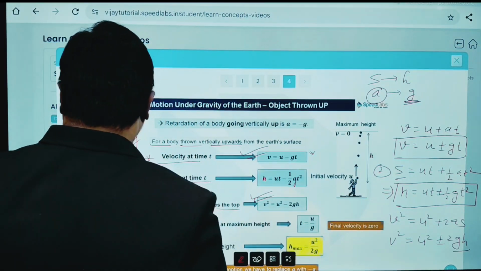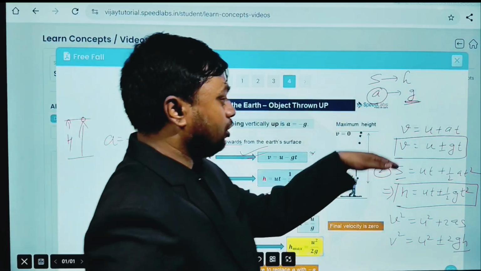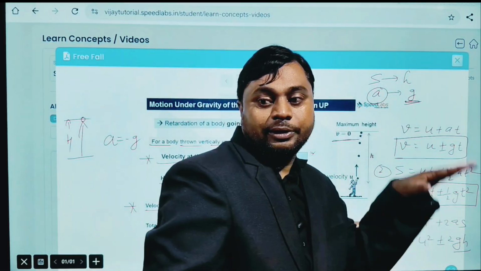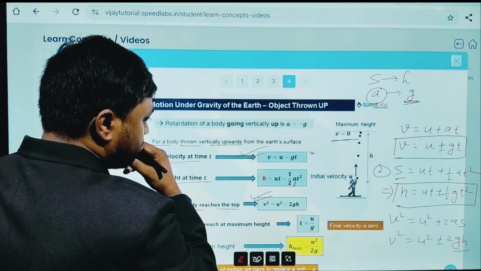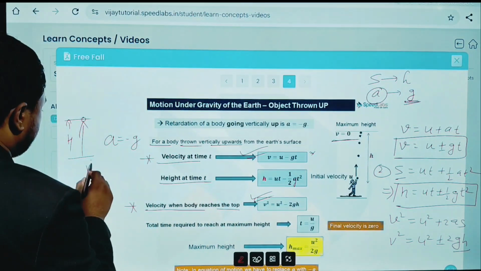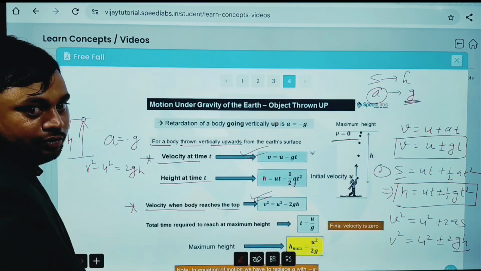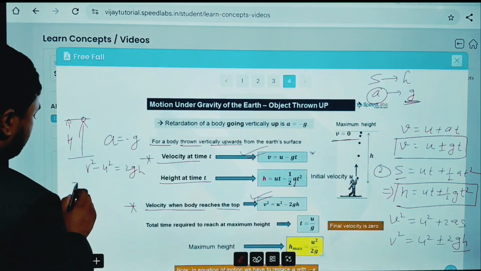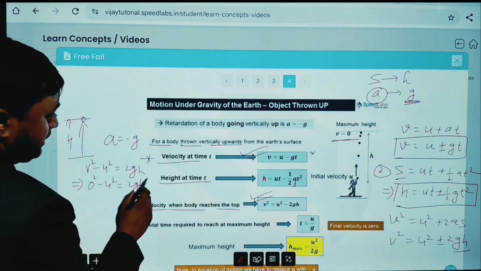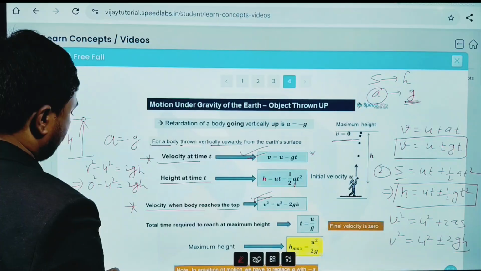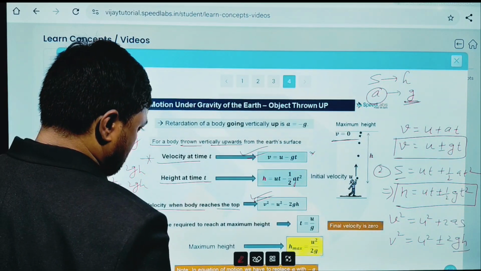So at the top, whenever the body reaches the top, the velocity becomes what? 0. Okay, at the maximum height, the velocity becomes 0. So if you substitute the value here, v square minus u square is equal to 2gh. This is also correct only. Okay, so final velocity is what? 0. So 0 square minus u square is equal to 2gh. Is it clear? Getting or not? Okay, so we can do that also.